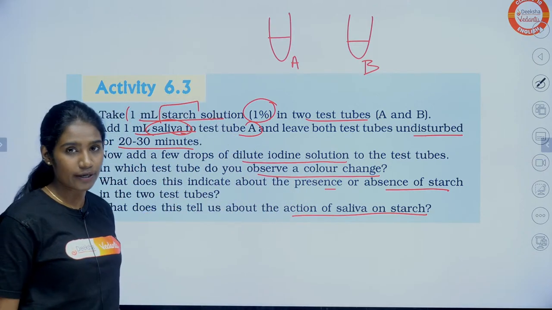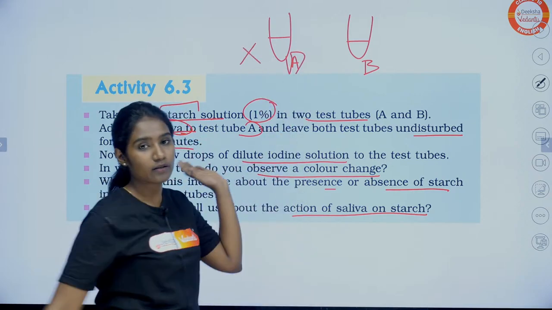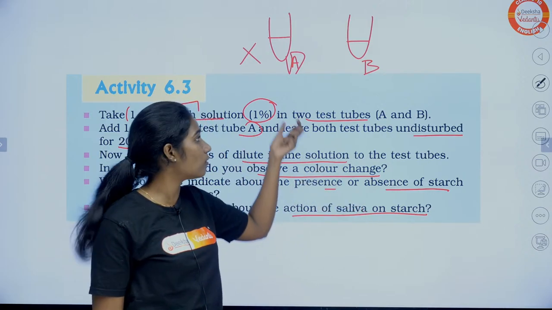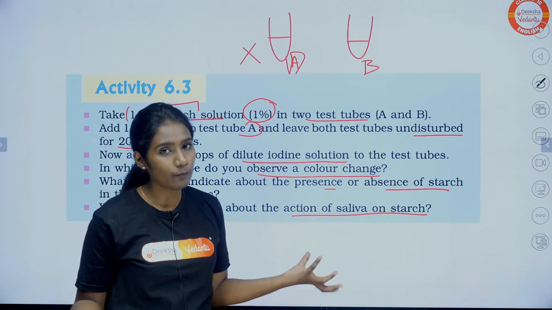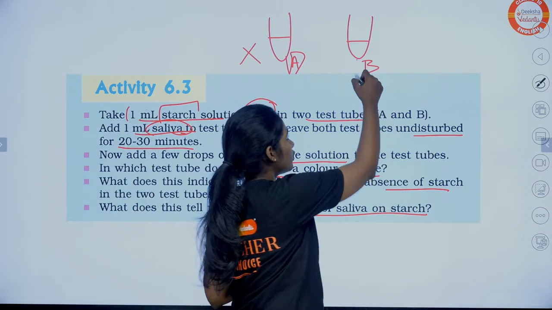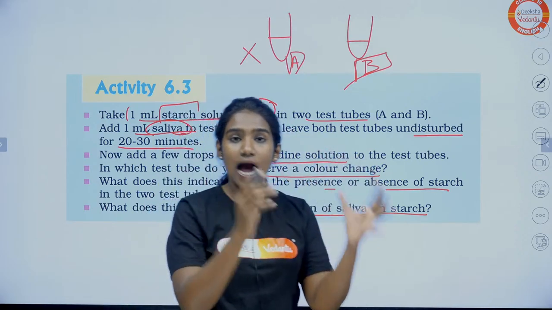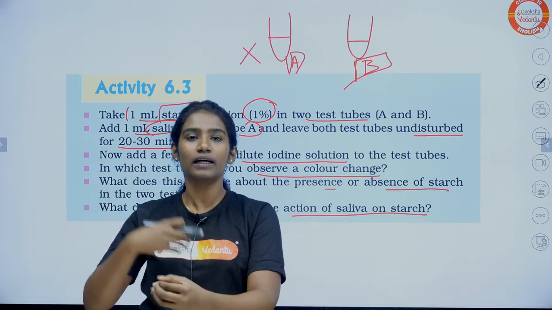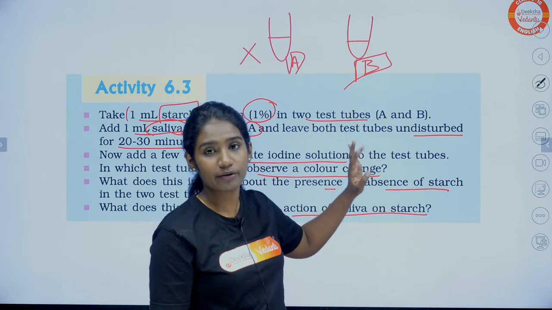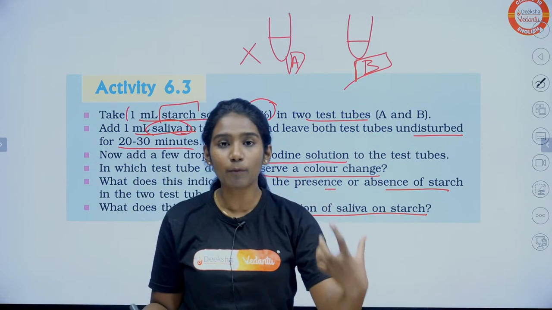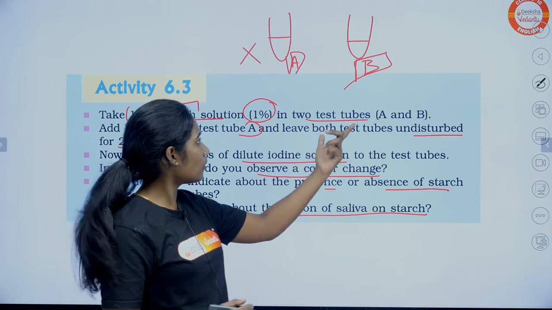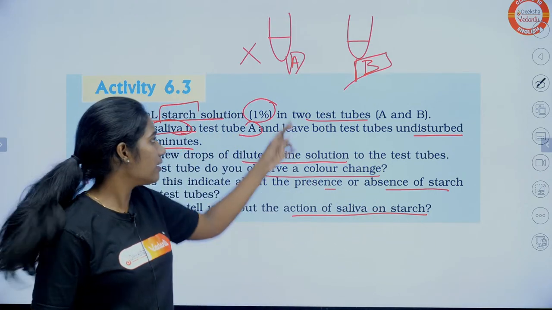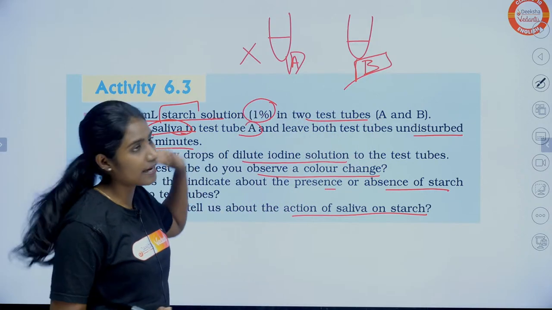Now when you add iodine, in test tube A there is no starch because it is converted to maltose. Do you think a color change will be noticed in test tube A? The answer is no. Why? Because there is no starch. Whereas in test tube B, when you add iodine solution, the iodine will react with starch. When it reacts with starch, a chemical reaction takes place between iodine and starch. It forms certain bonds, and because of that it reflects a blue color, dark blue, blackish blue or dark blue purple. So you will notice a color change in B, whereas in A there was no color change.